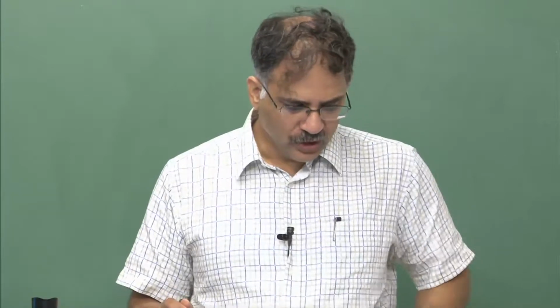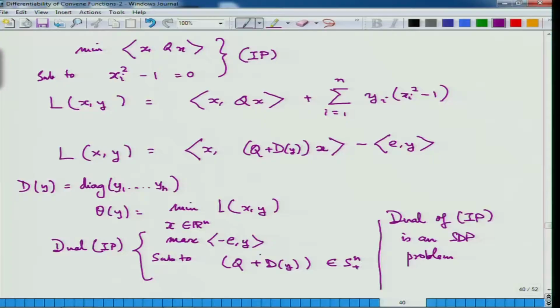In fact, if you write down the dual of this semi-definite programming problem, you will see that it looks exactly like a semi-definite programming problem, and it will come in terms of the problem data. Where this vector e, I am not writing every time, e is this.